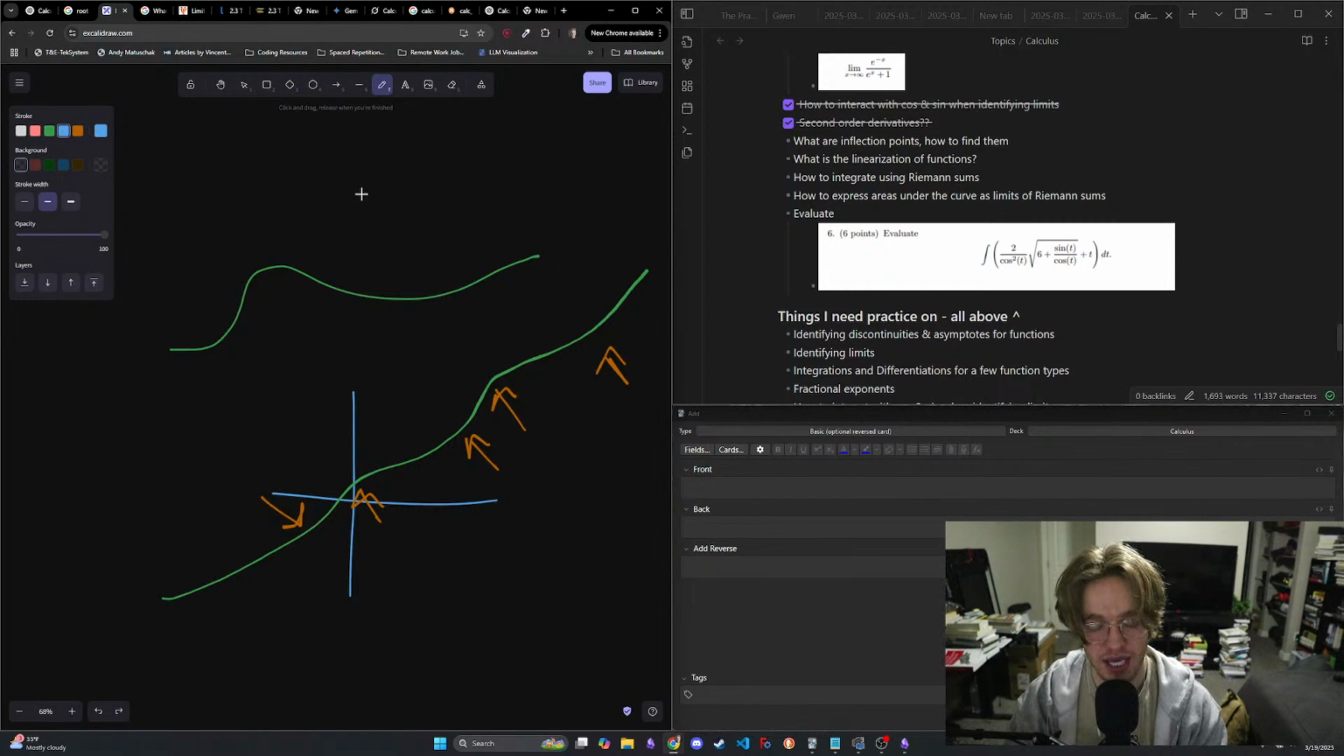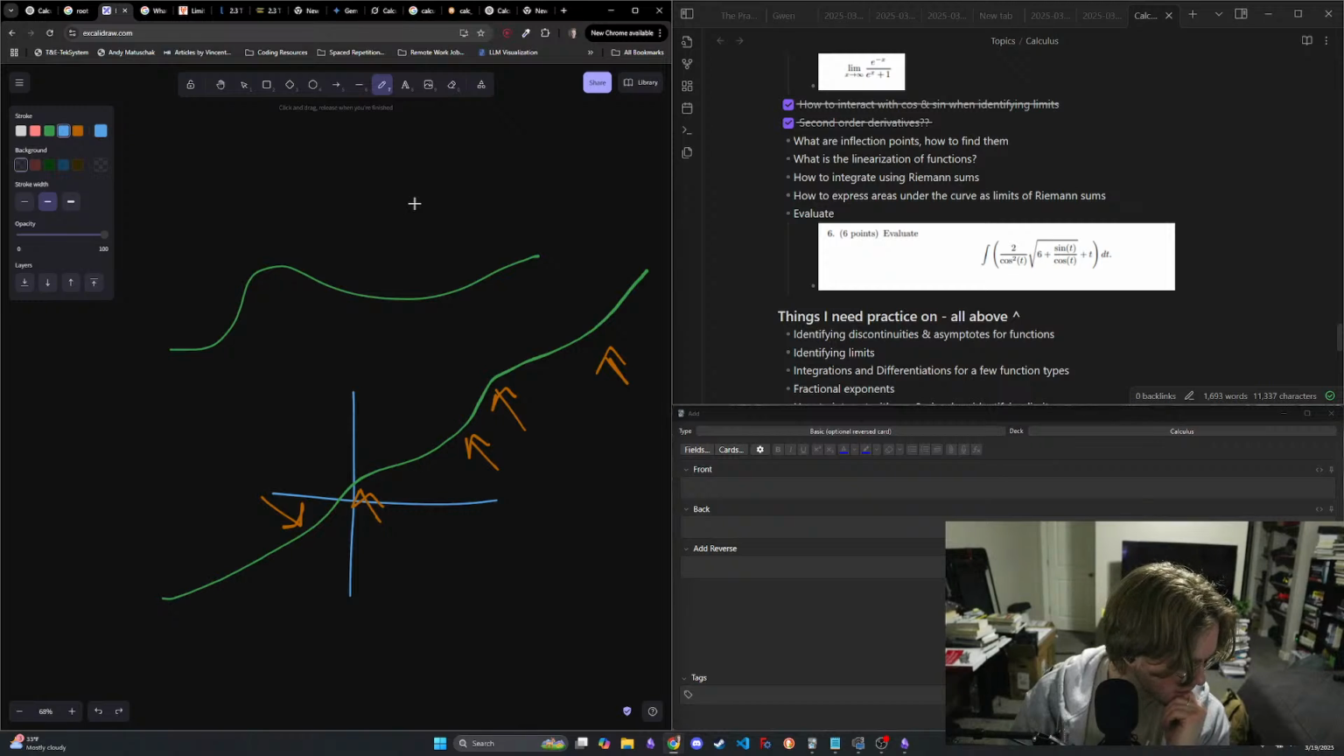But we can measure the rate of change of the slope. This is the derivative of the derivative, right? The second order derivative. And this could be thought of as the instantaneous rate of change of the rate of change.